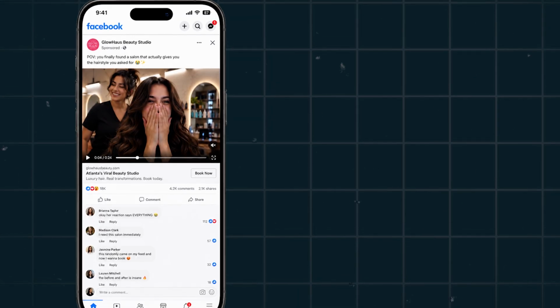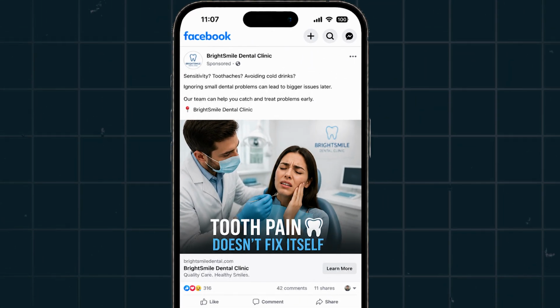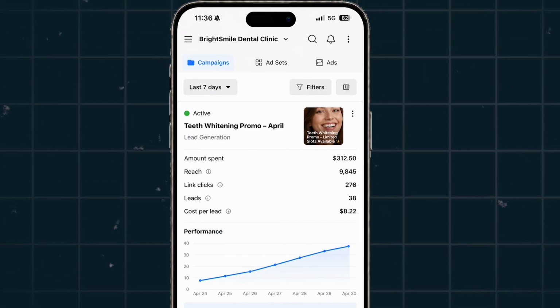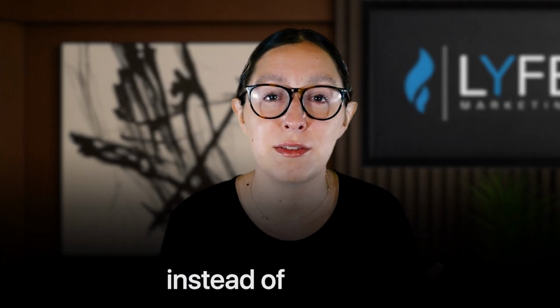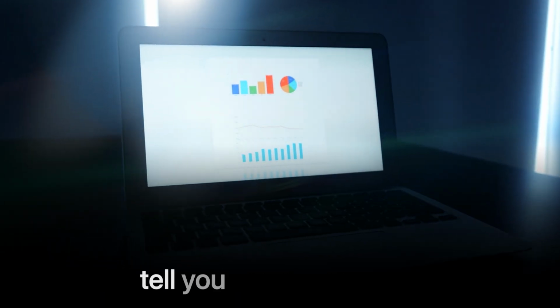But that can be dangerous to base success off of those metrics alone because a post can go viral and still produce 0 customers. Meanwhile, another post with lower reach might quietly generate real sales. And if you can't tell the difference, you start optimizing for attention instead of revenue, and that is the opposite of what you want. The businesses growing right now understand that different metrics tell you different things.